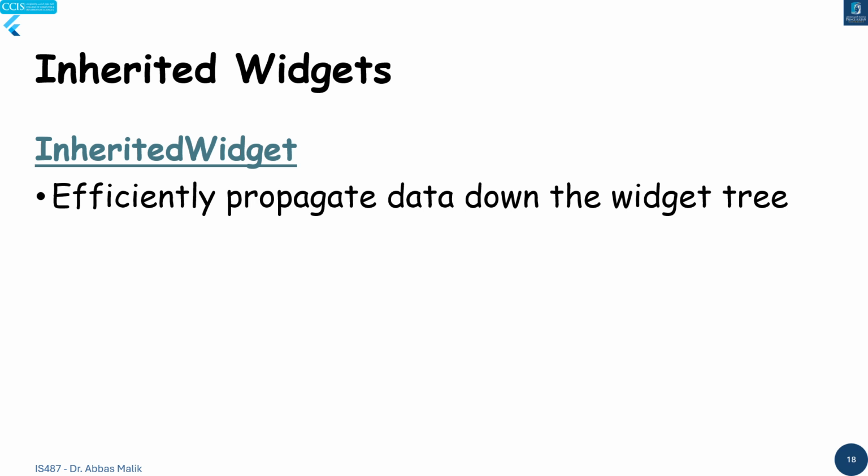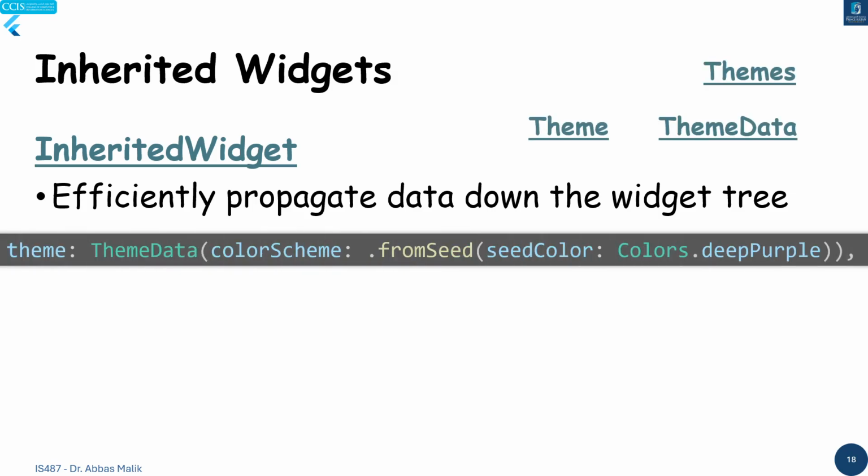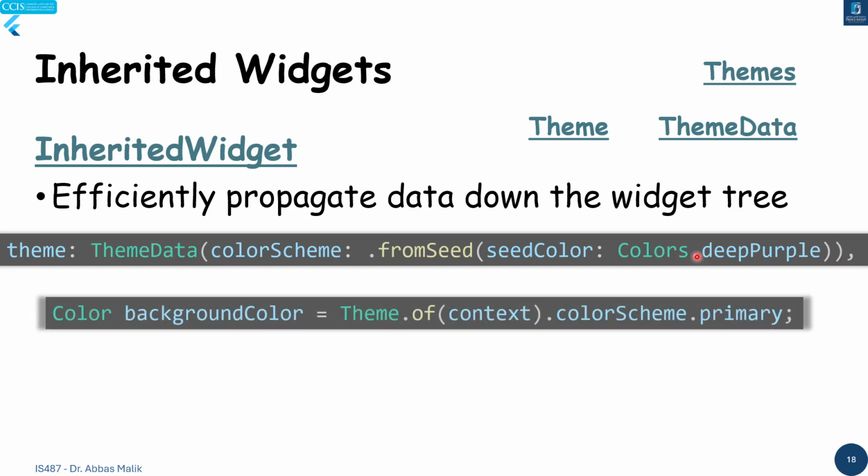If you have observed, when we are defining the theme in the application or the material app, we define the theme data, and then we specify the color that we want. If we change this color, then the theme color changes, and the top bar changes that color. So if we want to access that theme data, we have Theme.of(context).colorScheme.primary.